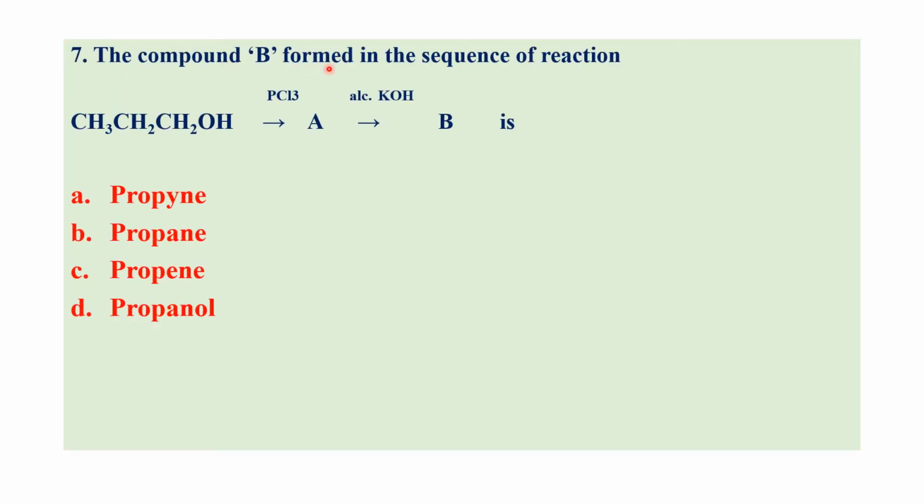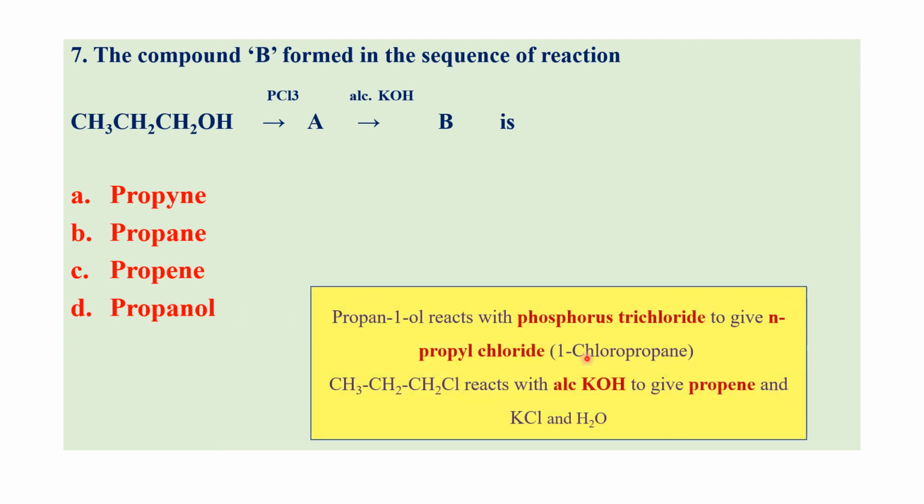The compound B formed in the sequence of reactions. The reaction is given, and we are interested in B. Propyl alcohol reacts with phosphorus trichloride to produce A, and then it reacts with alcoholic potassium hydroxide to produce B. Now the question is about B. What is this B? It is propyne, propane, propene, or propanol. So we will solve it.